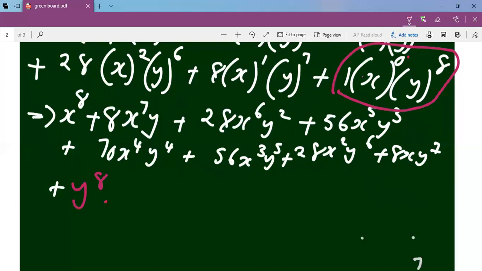And that is how you're going to do it. You cannot manage to say x plus y to the power 8, then you start saying x plus y times x plus y. You can try it, but it will take you a lot of time. I hope that is okay. That is how you're going to expand this.